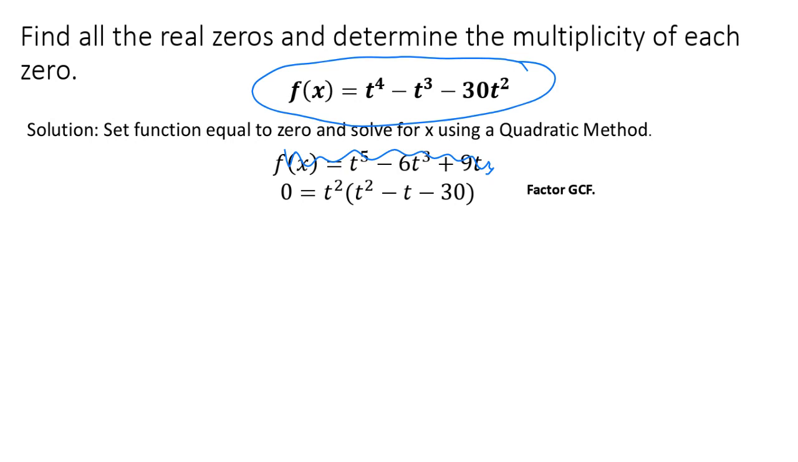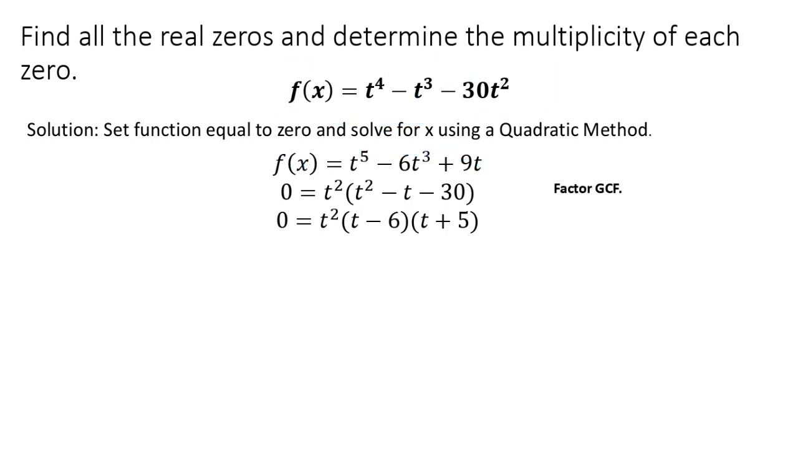So notice that they each have a t squared in common, right? So we can factor out a t squared. So t squared times t squared gives me t to the 4th. T squared times negative t gives me a negative t cubed. And t squared times negative 30 gives me a negative 30t squared. So if you notice, what we have left in here is quadratic, so I can factor, or I can use the quadratic formula. So let's go ahead and factor it.